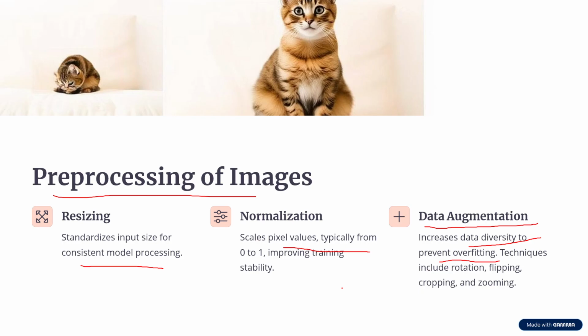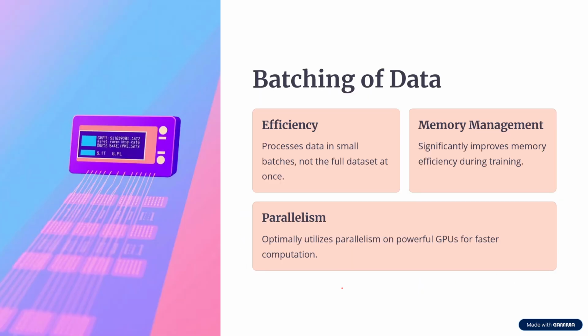The next slide is batching of the data. For efficiency, the CNN processes data in small batches, not the full data set at once. Instead of taking all the data, the CNN takes a few images at a time, like a batch. Instead of a huge amount of data, it takes groups, like 10 batches of images.